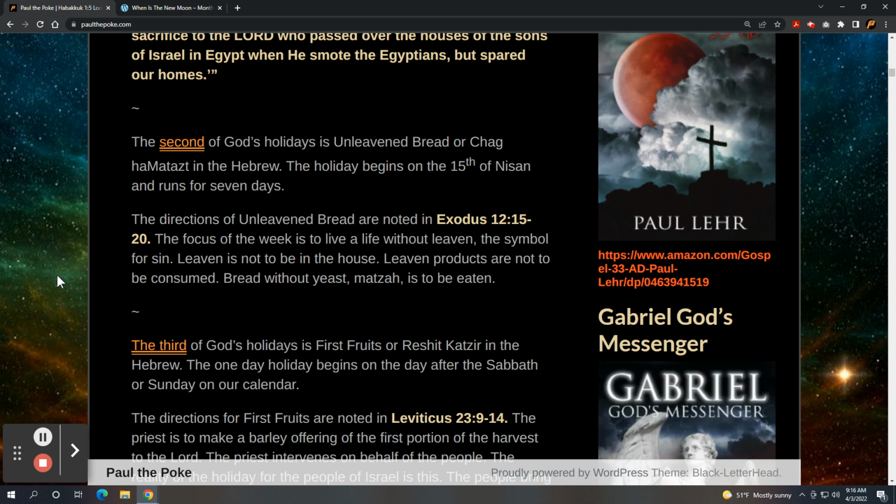Leaven is not to be in the house. Leavened products are not to be consumed. Bread without yeast, matzah, is to be eaten. And Christ, he is the matzah. He is the unleavened, his body is the unleavened bread, the sinless bread.